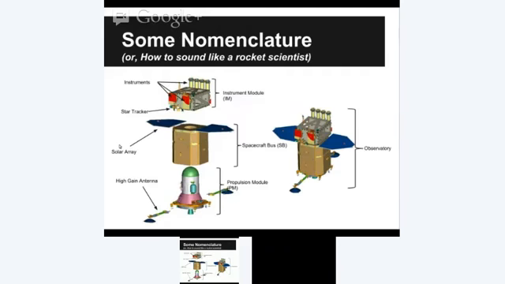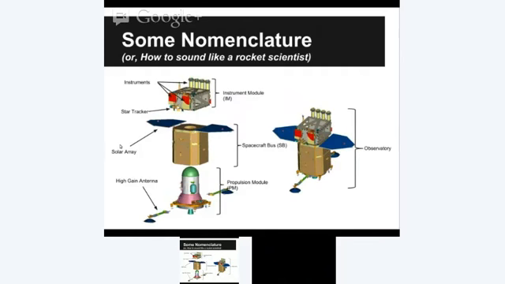Now, before we get going, some nomenclature, or as I like to call it, how to sound like a rocket scientist. The SDO Observatory is broken into 3 separate modules. We have the instrument module on top, and that's the structure that holds the instruments, and then the actual instruments themselves. The spacecraft bus, and the solar arrays are attached to that, and the spacecraft bus contains all of the electronics, the attitude control systems, all those sorts of things, and then the propulsion module, which contains the support structure for the tanks, the main engine and the thrusters, and then the high gain antennas, which are used to communicate back to Earth, are also attached to the propulsion module for SDO. When we put all those pieces together, that's what we call the observatory.